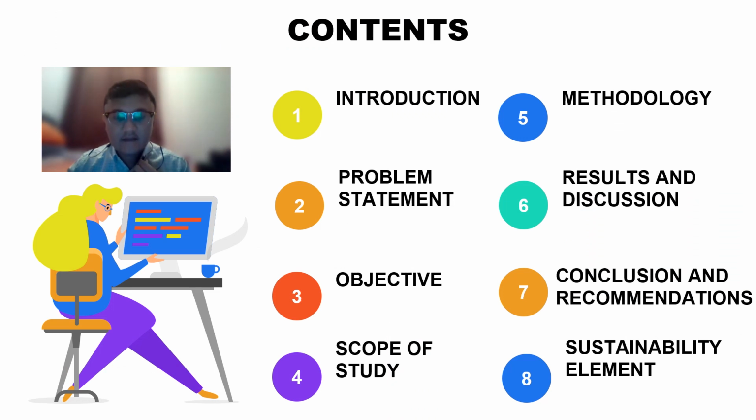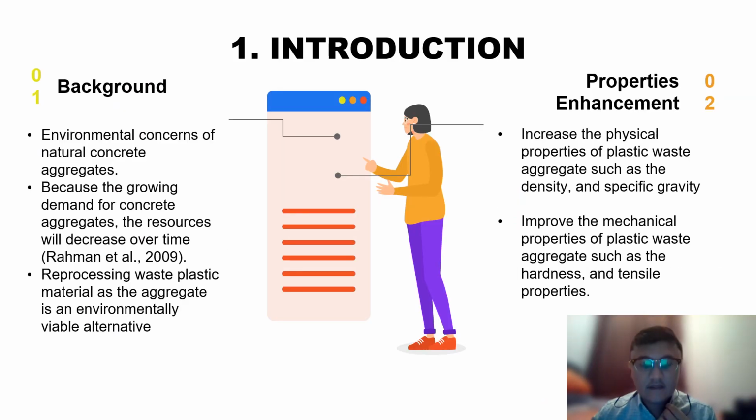These are the contents that I am going to present today. Firstly is the introduction. Background: environmental concerns of natural concrete aggregates. Because of the growing demand for concrete aggregates, the resources will decrease over time, by Rahman in 2009. Reprocessing waste plastic material as the aggregate is an environmentally viable alternative.